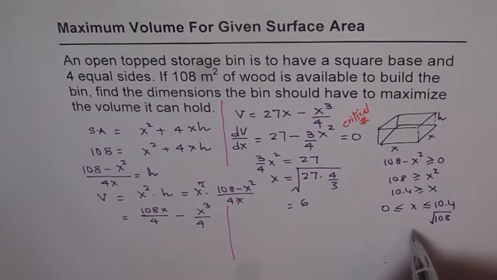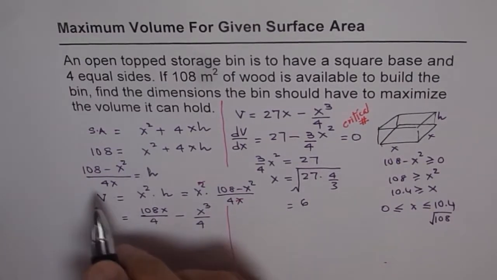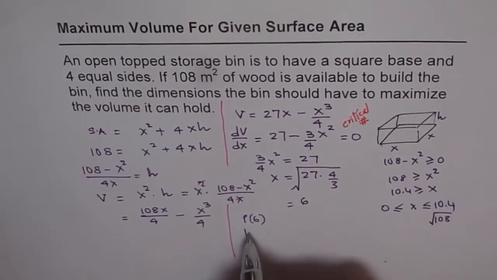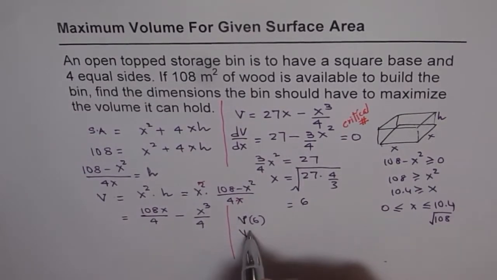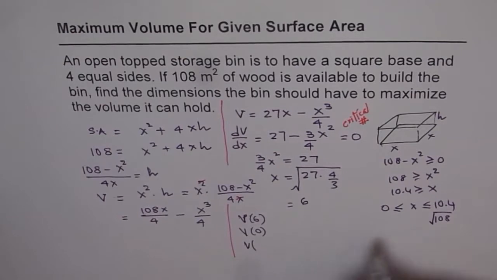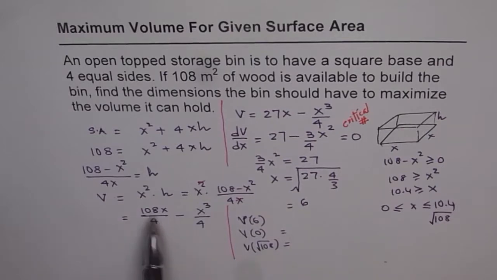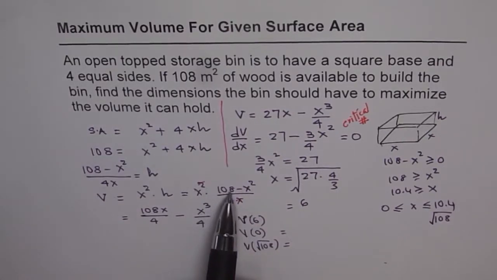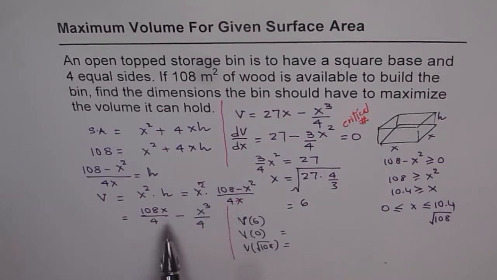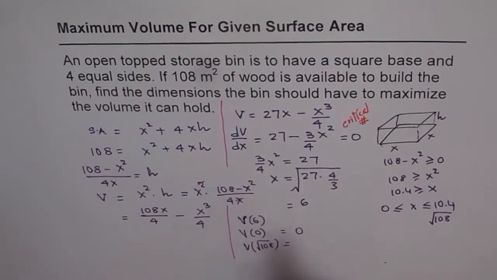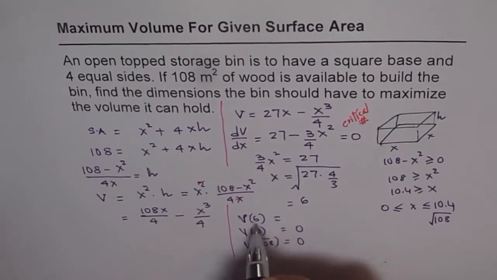To be sure that the volume is maximum, what we can do at this stage is find the volume at x equals 6, at x equals 0, and at square root of 108. All these three volumes, correct? Now, if you plug in 0 here, 0 times anything will give you 0, right? So this will be 0. And 108 minus square root of 108 squared will make that 0. So these are zeros, right? So that is the volume which you get.